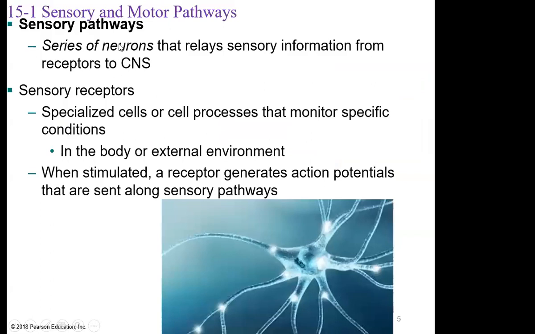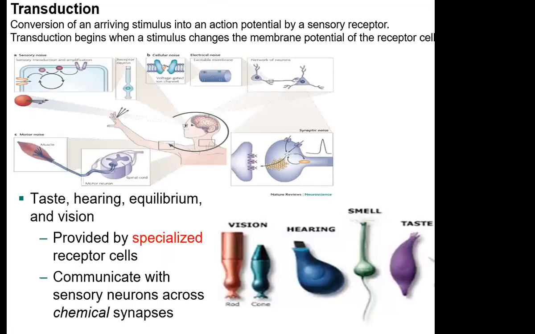Sensory pathways are a series of neurons that, again, relay sensory information from the receptors. Remember, we always have to start at receptors into the central nervous system, either the brain or the spinal cord. The receptors are going to be the specialized cells or the cell processes that will monitor specific conditions, and then when they are stimulated, they can generate those action potentials to talk to each other. Because remember, action potential is all about how the neuron communicates and tells the other parts of the body what's going on. It all happens through the action potential.